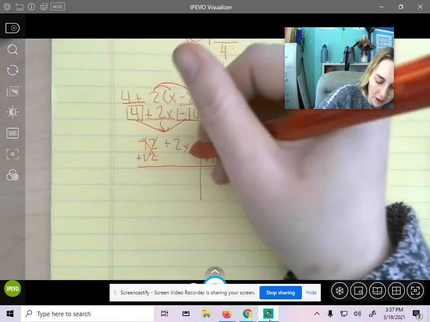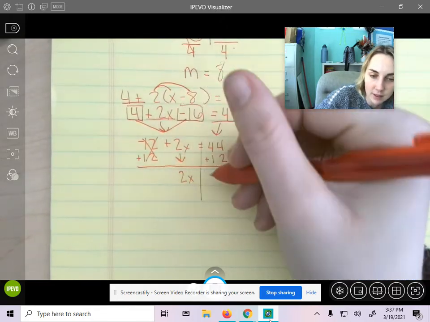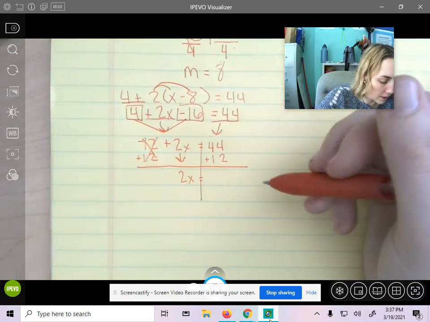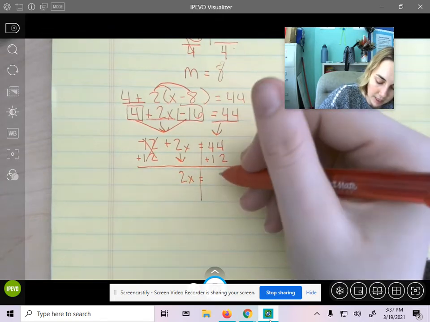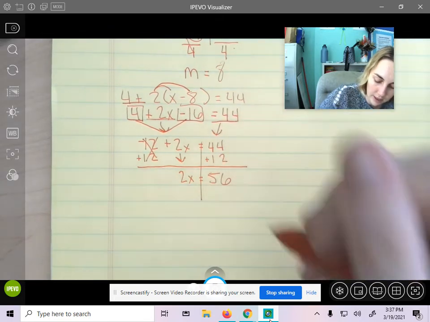So these cancel out because they're opposites. I'm going to bring down this 2x. 44 plus 12 is going to give me 56.